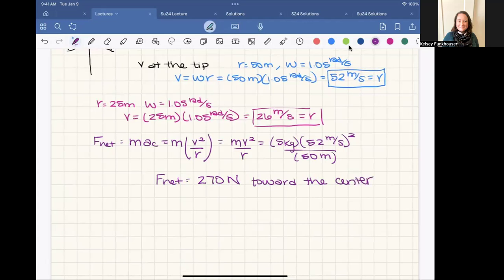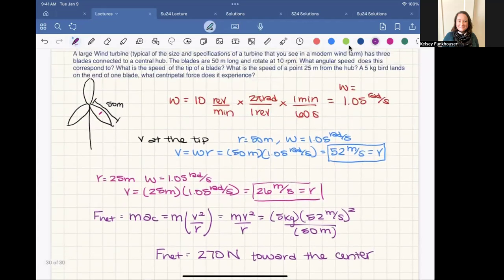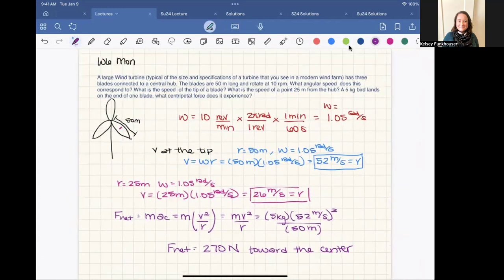There you go. That is our first example of angular motion. And you can see how we went kind of back and forth between angular motion and linear motion and tied force into it too. So that's all for today.